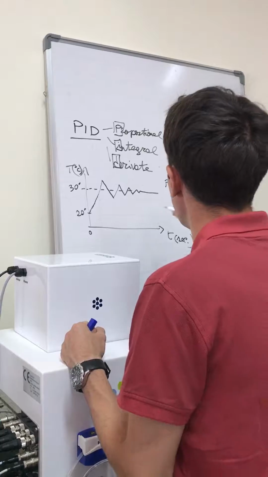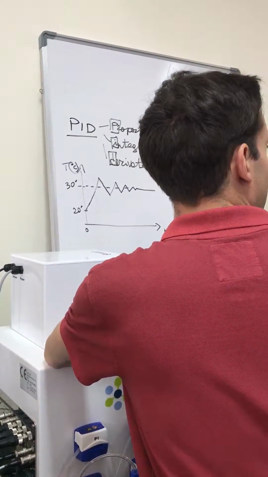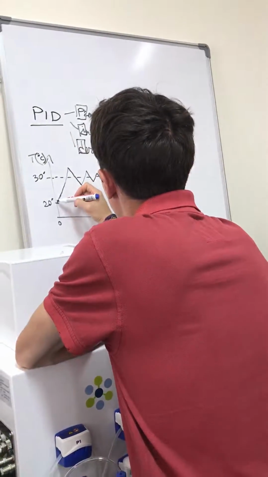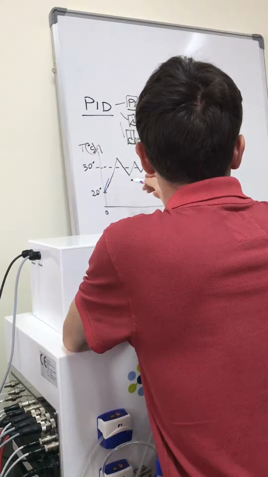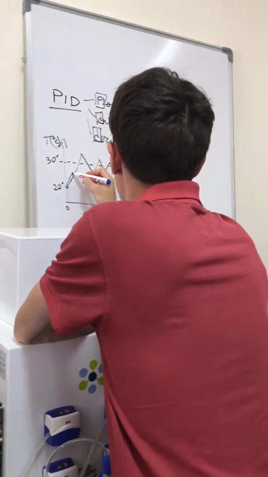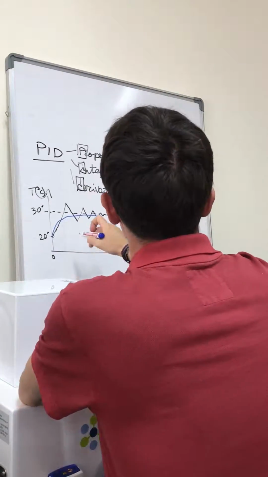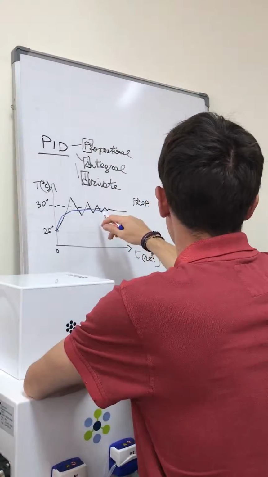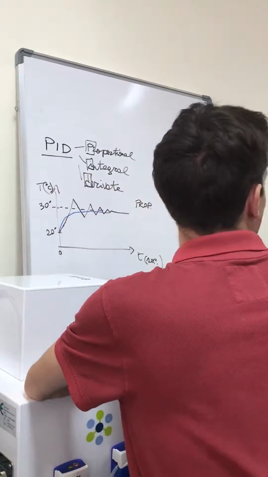The derivative is the opposite, the brake. Okay, it will take the process value along this curve. It will never reach the set value, but it's the brake. Okay, the opposite of the proportional.